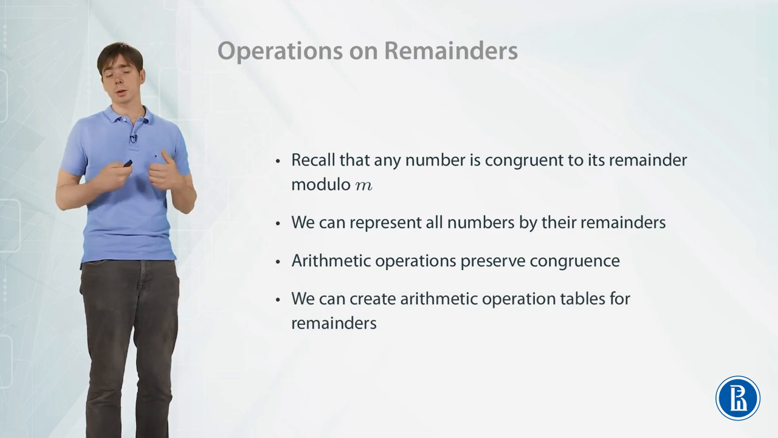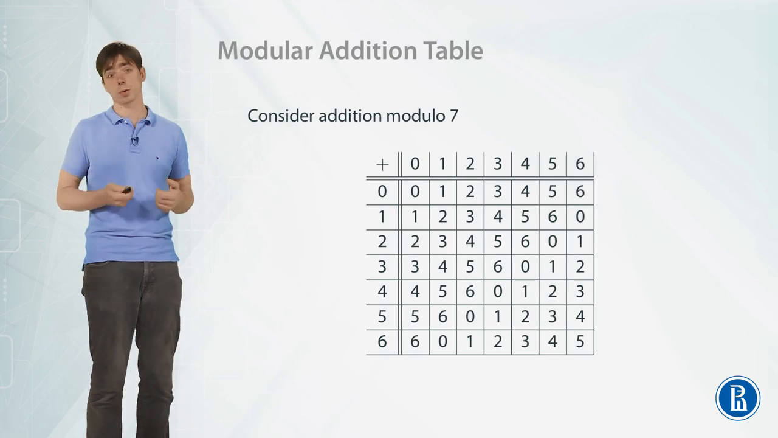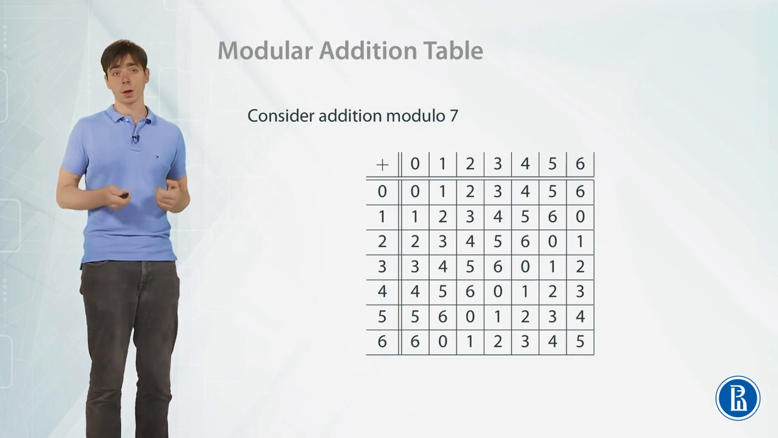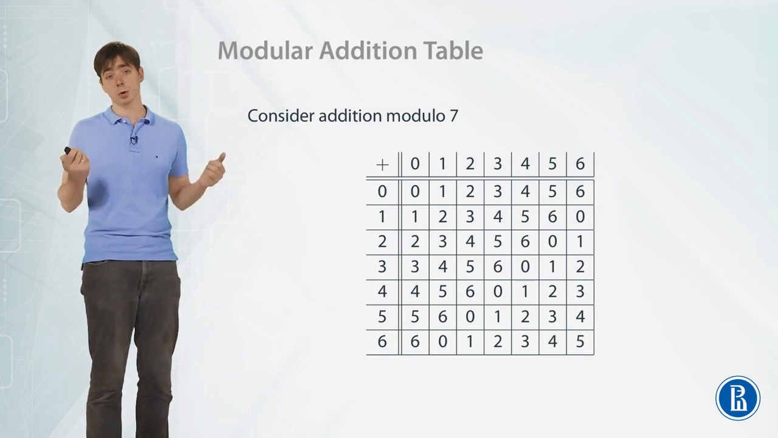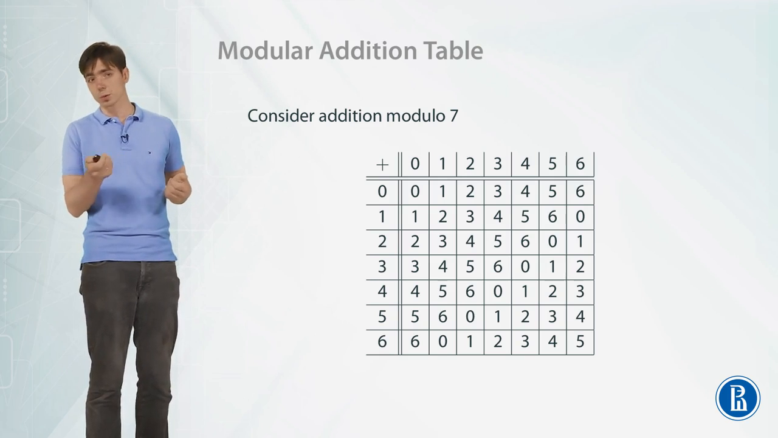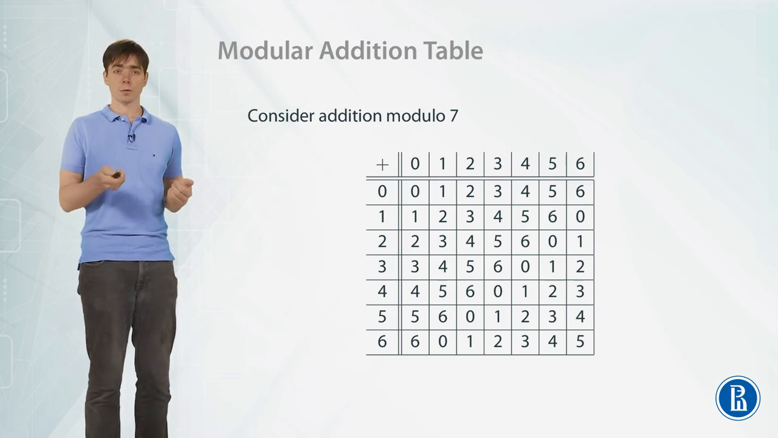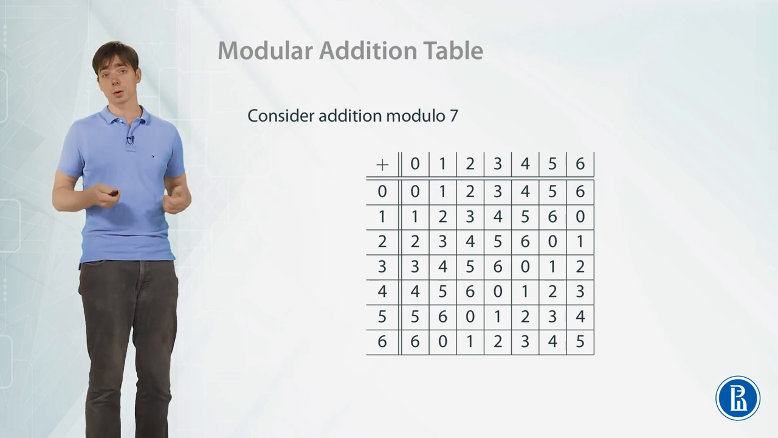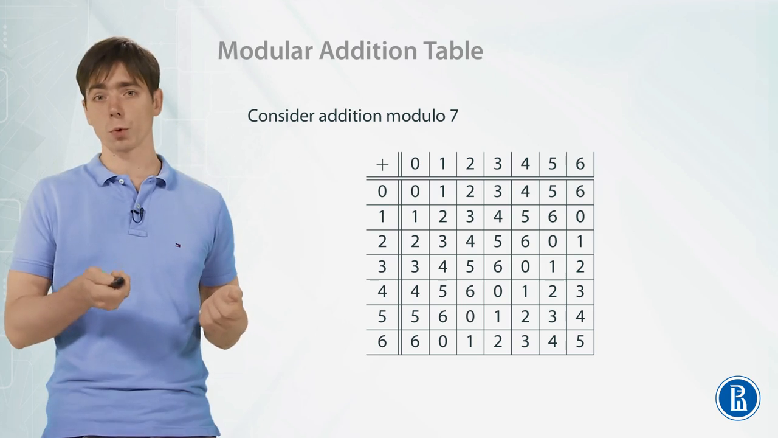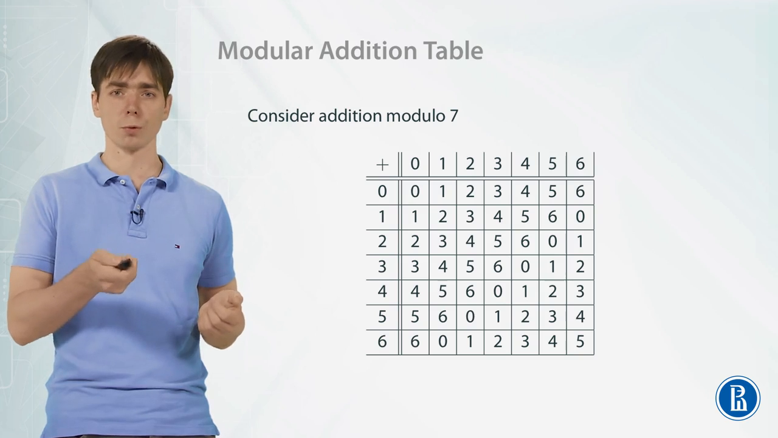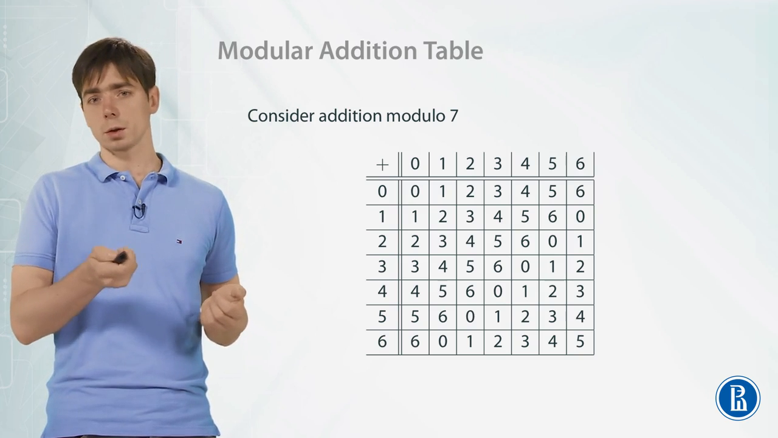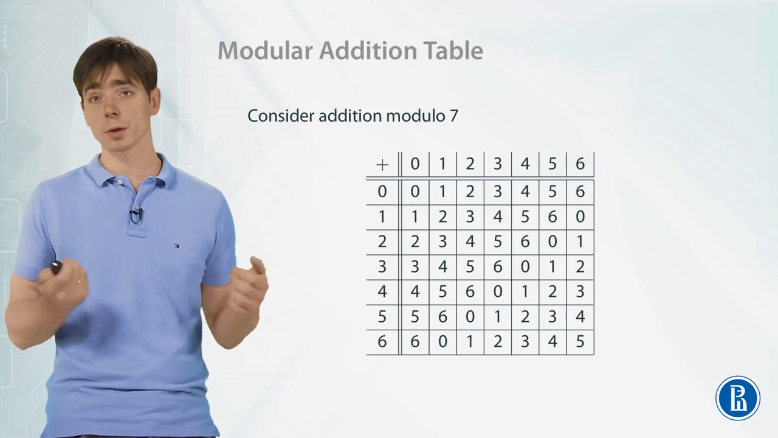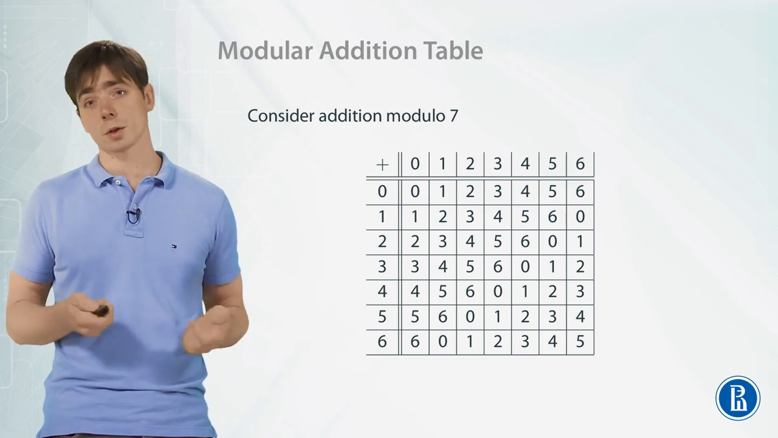So we can create tables for arithmetic operations for remainders over some modulus. Let's do it, for example, for m equal to 7. And here is the addition table. Rows are labeled by one of the summands, columns are labeled by the other summand, and in the cell at the intersection of a row and a column, we write the remainder of the result of addition. For example, if we consider the sum of 4 and 1, then we look at the row labeled by 4, look at the column labeled by 1, and in the intersection we have 5. So 5 is the remainder of the result if we add 4 and 1, and this is easy to see.